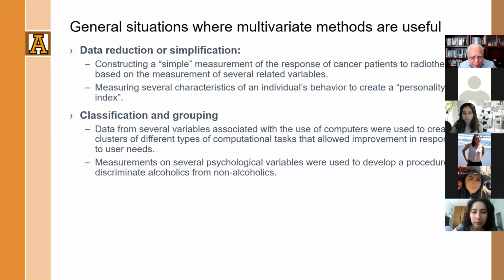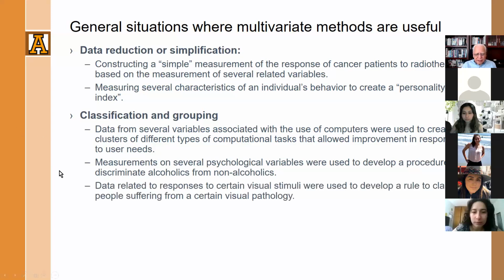This is another example where we have measurements on several psychological variables that were used to develop a procedure to discriminate alcoholics from non-alcoholics. Okay, so you measure several variables, and then you develop a model. In fact, what they do is develop a model to discriminate alcoholics from non-alcoholics. This is another example, related to responses to certain visual stimuli, used to develop a rule to classify people suffering from a certain visual pathology. That's another case of classification, okay?